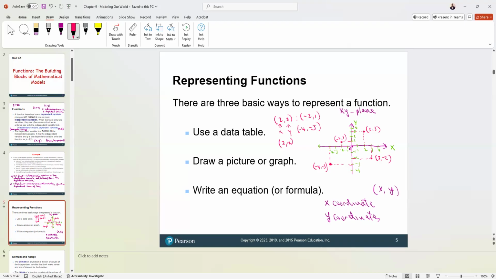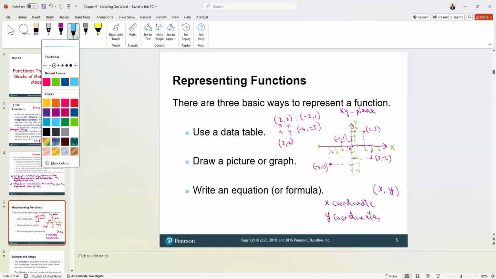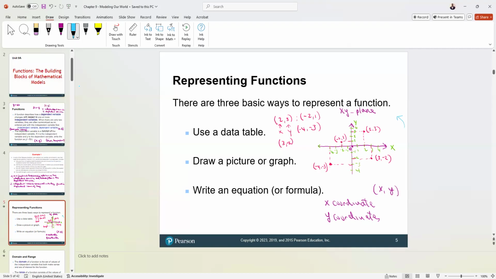Another characteristic of an XY plane, or coordinate plane: remember, we have 4 quadrants going counterclockwise. Anytime we have two lines, one horizontal and one vertical, that intersect to create an XY coordinate plane, we call it divided into 4 quadrants. We call this one here quadrant 1. Counterclockwise, this is quadrant 2, quadrant 3, and quadrant 4.